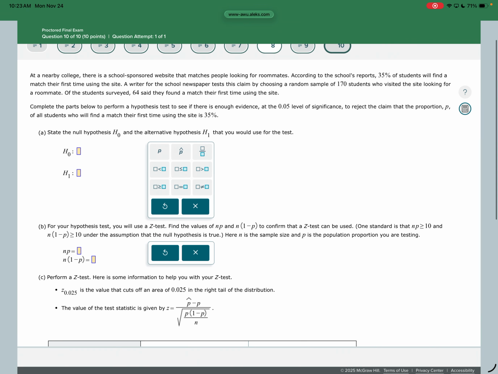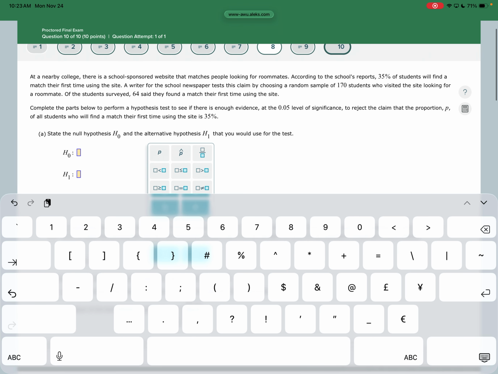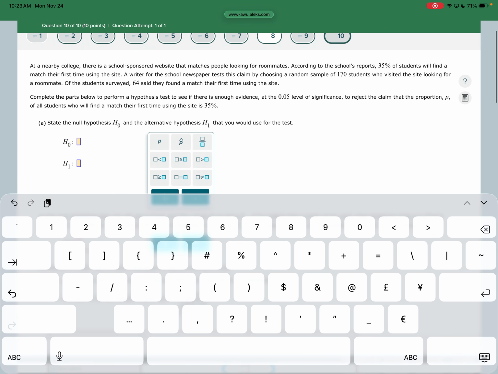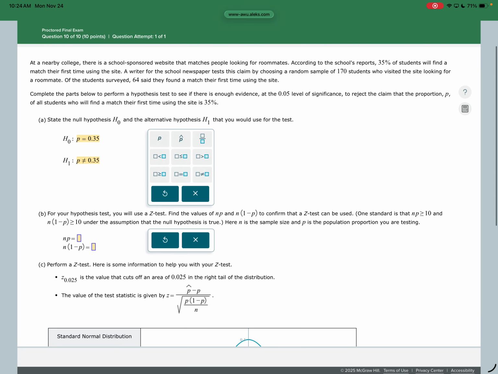All right, last one should be critical value. This is a proportion one. They're saying the first time using the site is 35%. Claim to reject that. So this looks like it's a two-tail one as well. So they're going to argue about whether it is 35 or not. Equal 35. And then this one would be not equal 35. So we get another two-tail one.